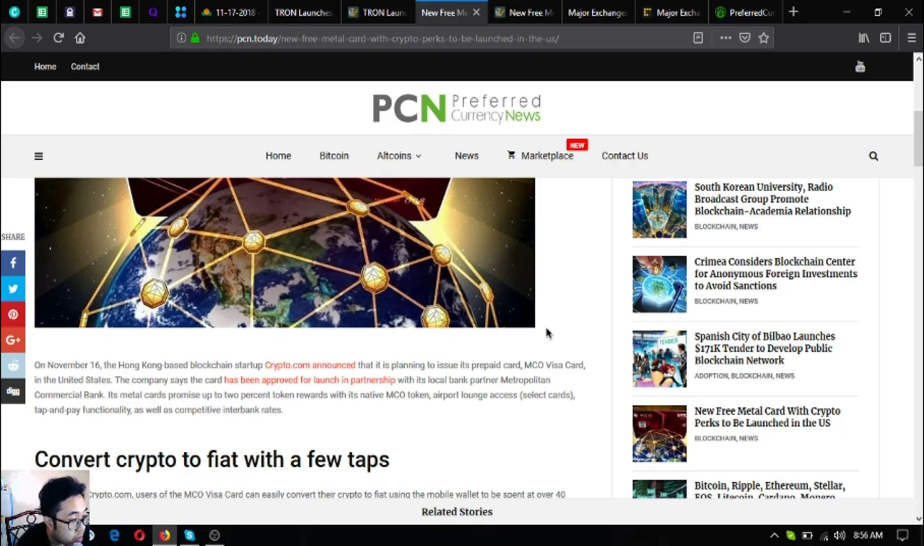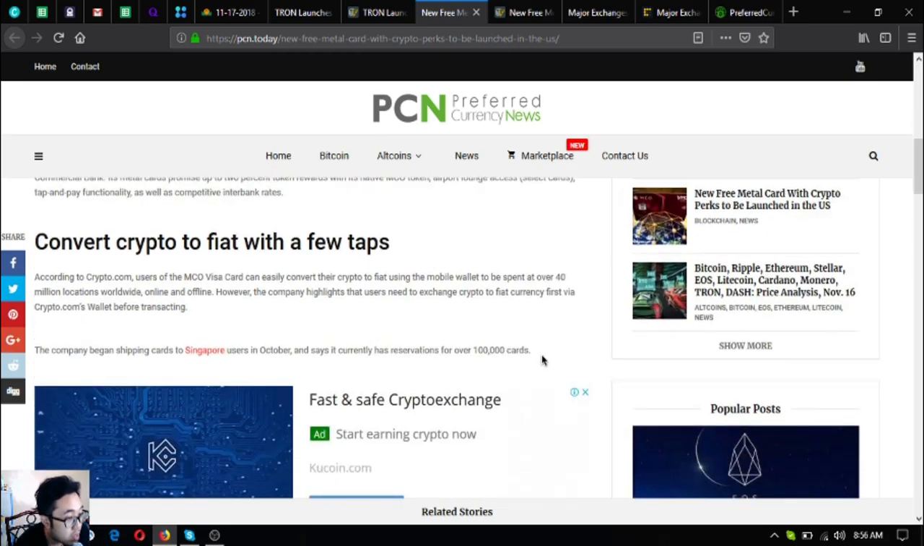Its metal cards promise up to 2% token rewards with its native MCO token, airport lounge access, select cards, tap and pay functionality, as well as competitive interbank rates. Convert crypto to fiat within a few taps. According to crypto.com, users of the MCO Visa card can easily convert their crypto to fiat using the mobile wallet to be spent at over 40 million locations worldwide, online and offline. However, the company highlights that users need to exchange crypto to fiat currency first via crypto.com's wallet before transacting.